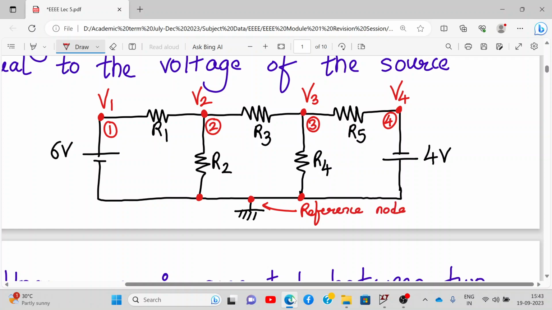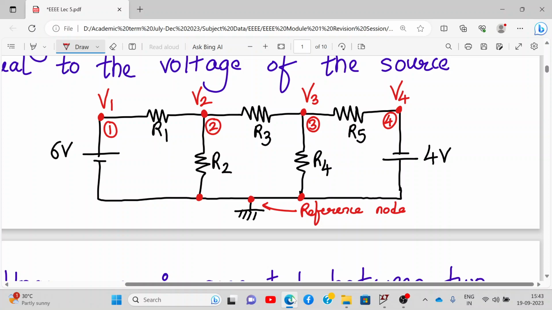Now we have defined the variables V1, V2, V3, V4. We can also define them as VA, VB, VC or VD to indicate the voltages. And now we need to apply KCL at each node to obtain the equations associated with that node. That we will see when we solve a numerical. But there is one more thing which we have to see over here.